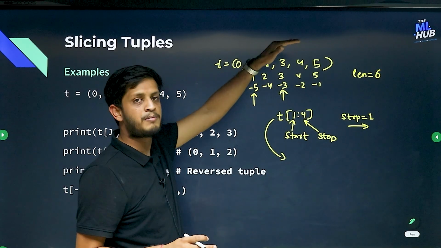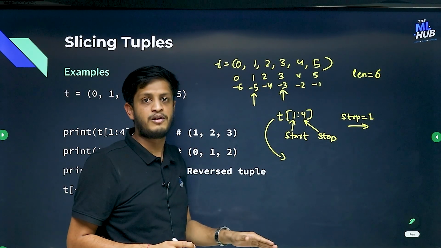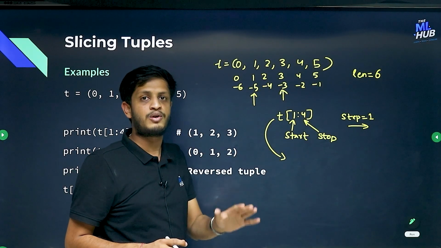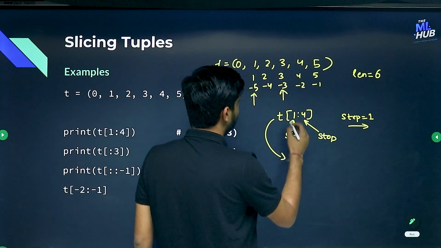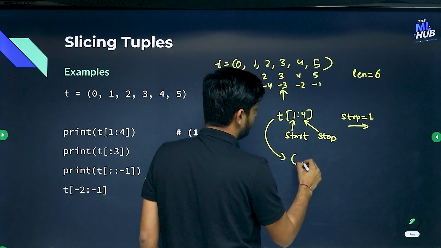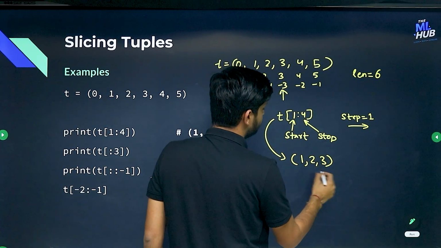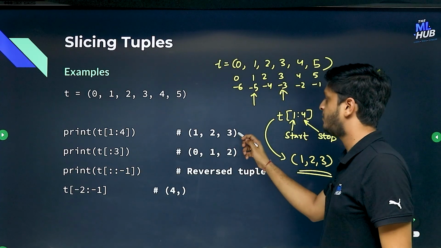The original tuple will be stored in memory at some other memory location, and when you do slicing, another tuple will be created at some other memory location and that will be returned. So another tuple will be created containing the values 1, 2 and 3. Another tuple will be created, okay? So the output will be 1, 2, 3.